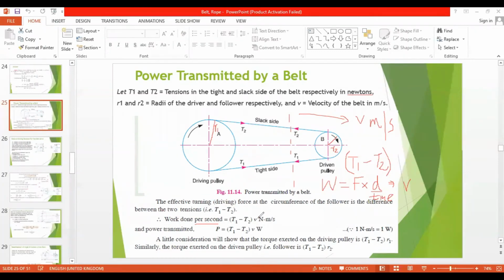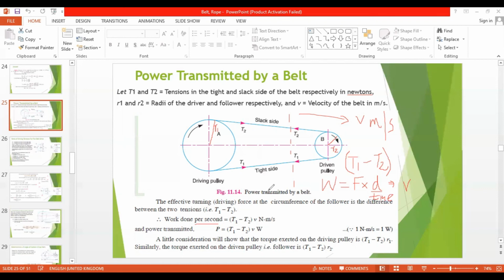Work done per second and power are the same. Work done per second is called power. So power P is equal to T1 minus T2 into V watts, because 1 newton meter per second is equal to 1 watt. So power transmitted by a belt is given by P equals T1 minus T2 into V. Here T1 is the tight side tension, T2 is the slack side tension, and V is the velocity of the belt.